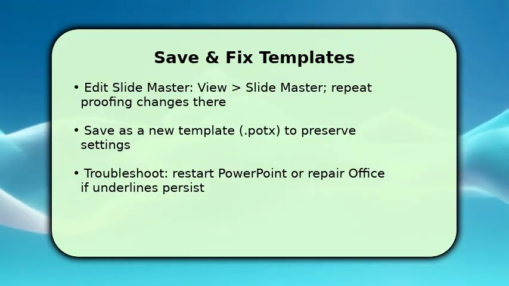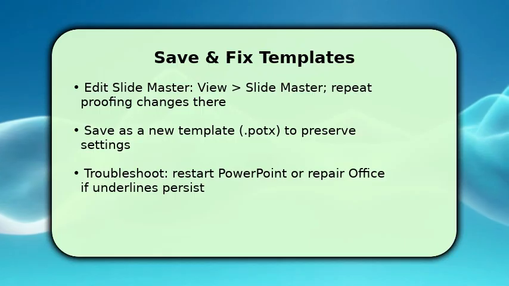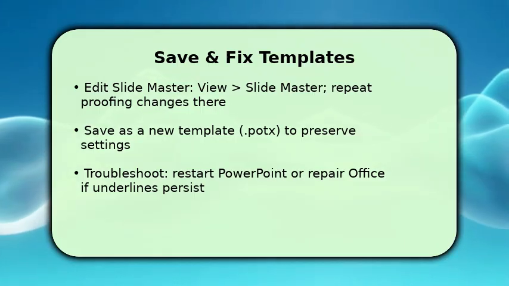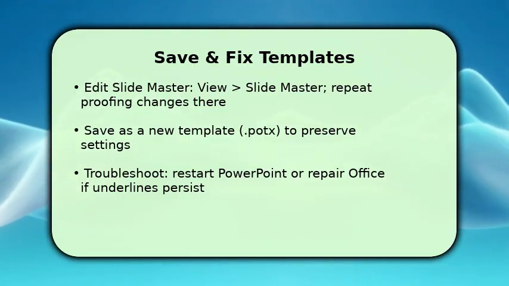If underlines still appear, run an Office Quick Repair or Update Office. Corrupted settings can ignore the preference. That repair usually restores correct proofing behavior and removes stubborn red underlines.